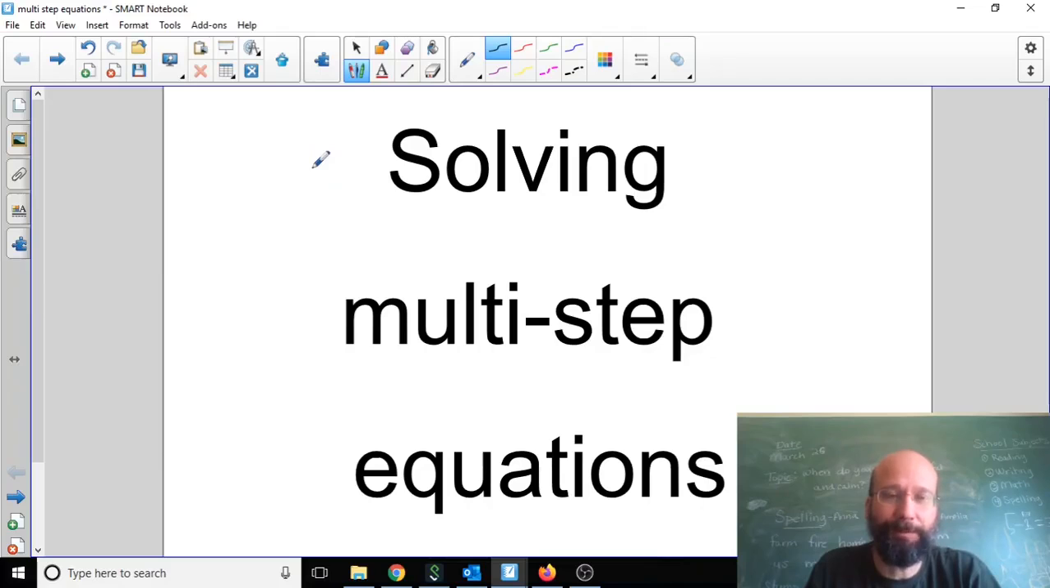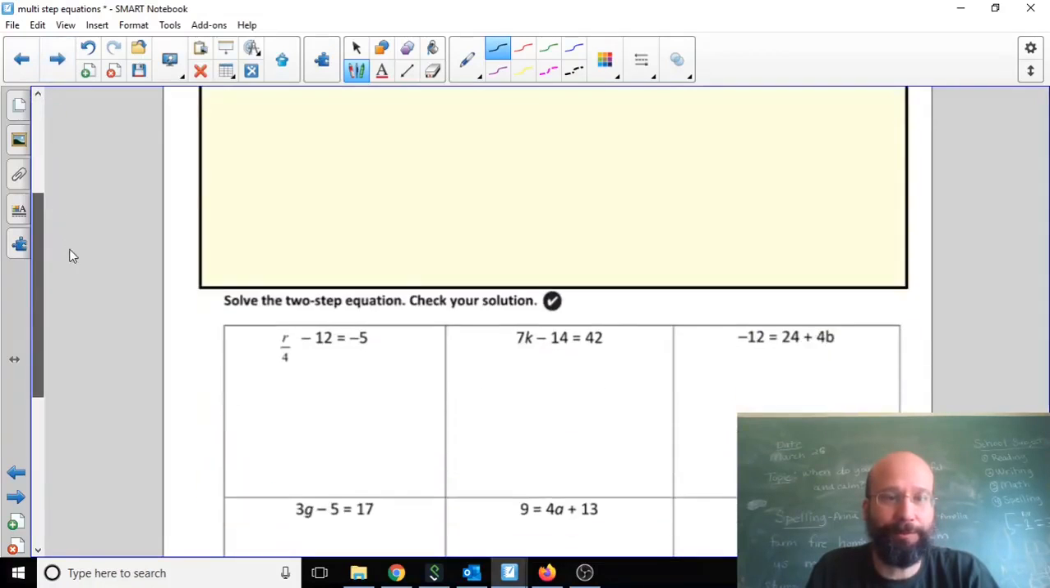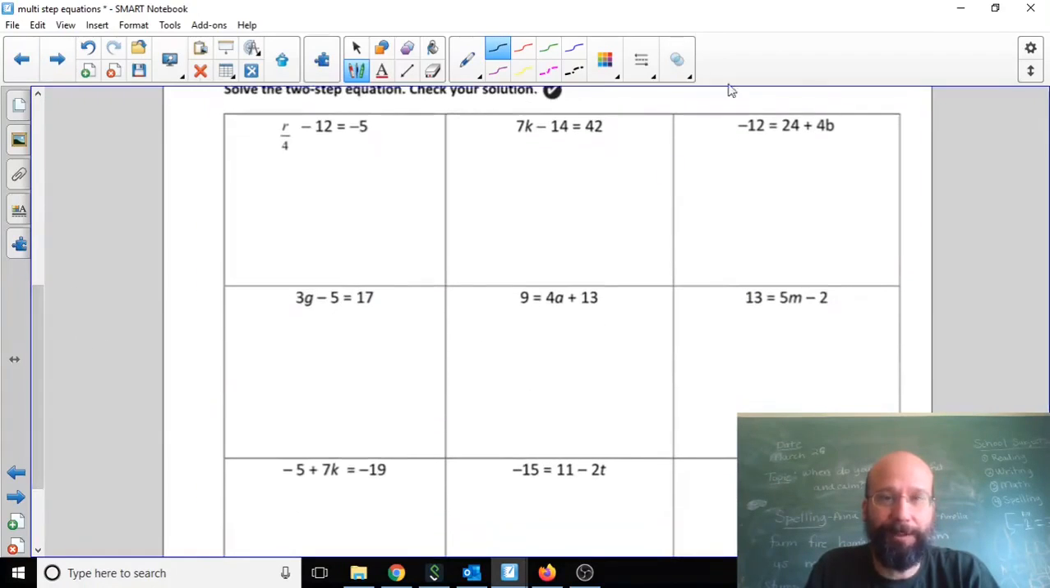The best way to do this, once you understand the basic one-step equation, is to just review some problems. So that's what we're going to do today. We're going to review some problems and go over how you do specific examples. We're going to start with these right over here.